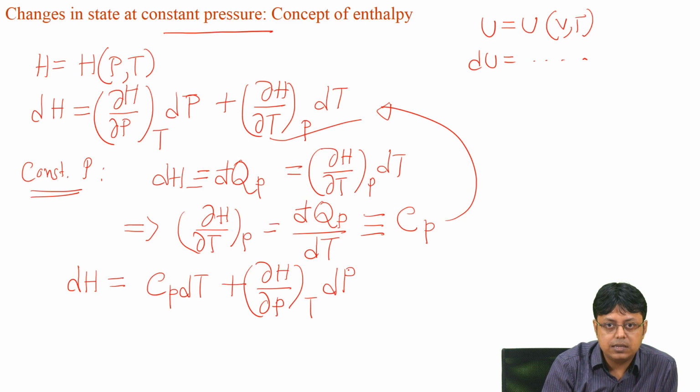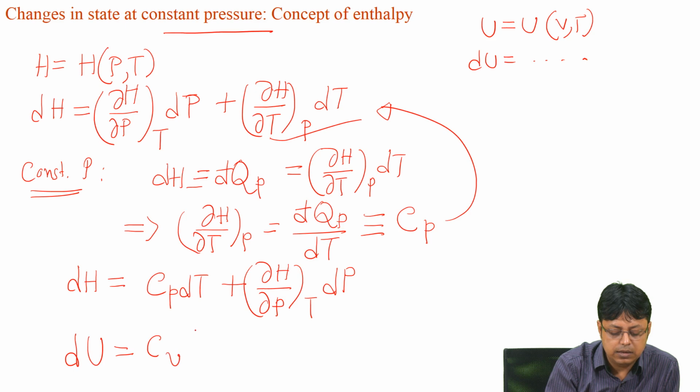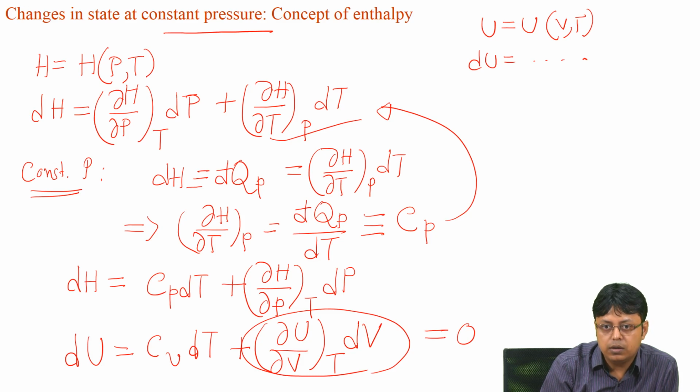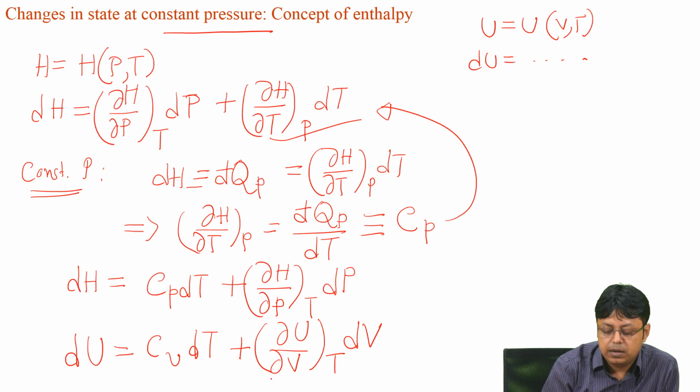So, remember this as a very nice analogy which we just got in the earlier case. dU is Cv dT plus del U del V at constant T dV. By Joule's experiment, we saw that this term is 0, and we also argued that for ideal gas, since Joule showed that it is 0, we saw from Joule's experiment in the earlier case that del U del V at constant T is 0.